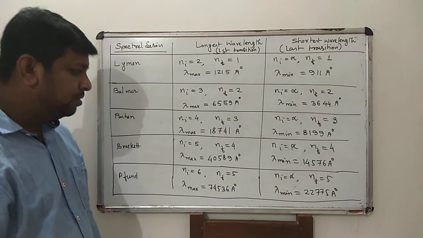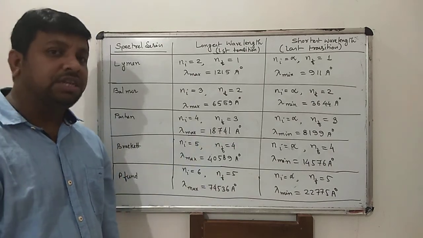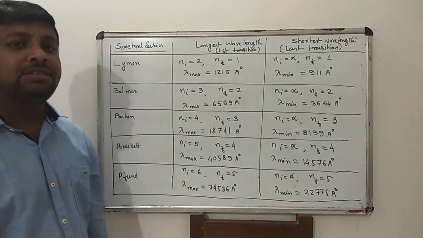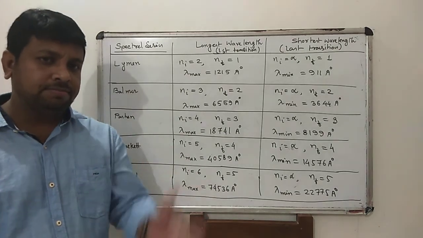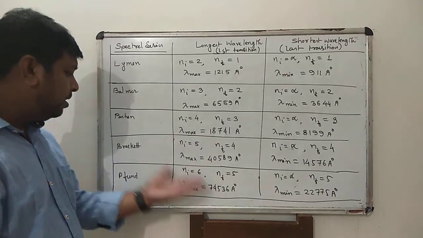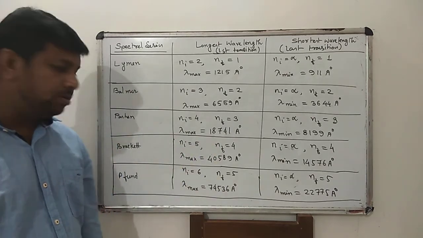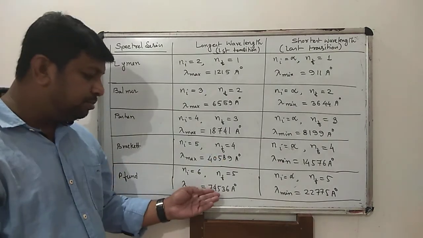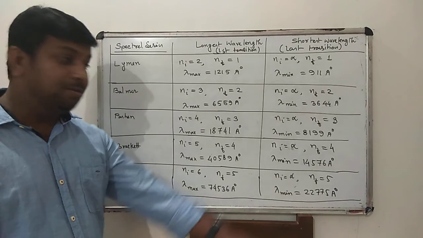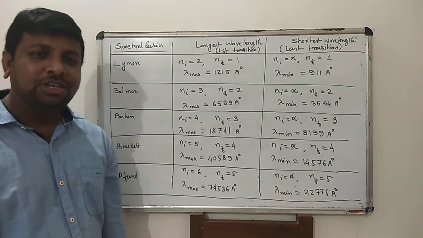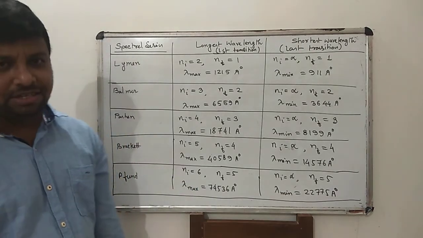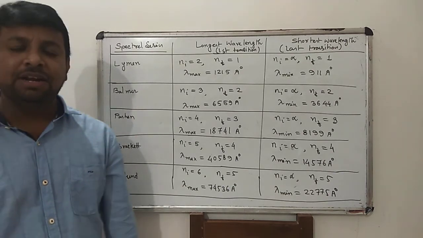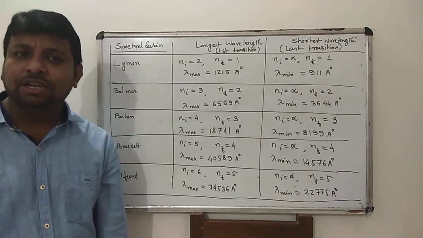Okay, in that case, in which region does the radiation take place? From Paschen to Pfund series, we get infrared radiation. Next, for the Pfund series, the maximum wavelength is 74,000 and the minimum is 22,000. Okay, so this is the range of wavelength. Okay, and the range of wavelength of different colors, different spectral series.